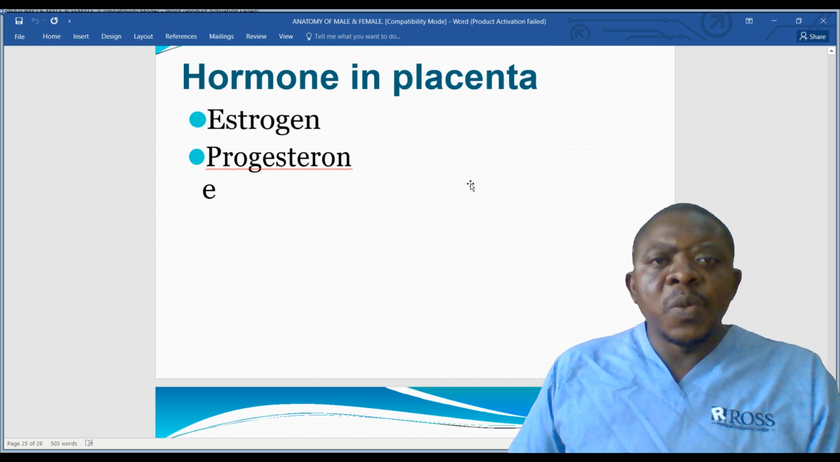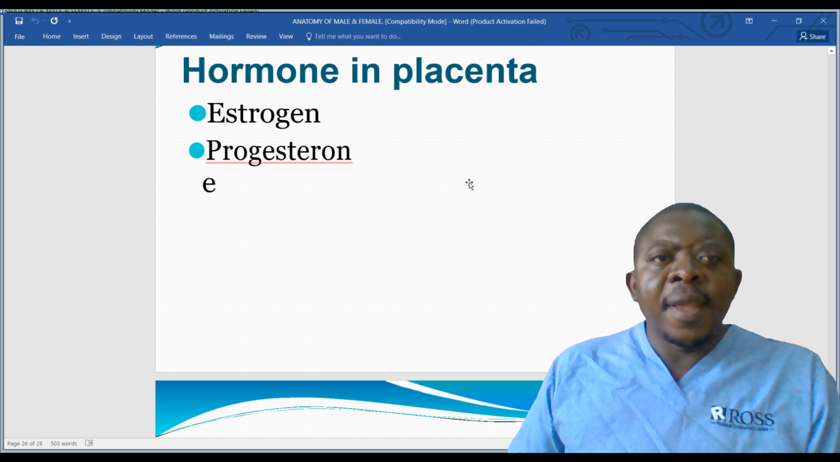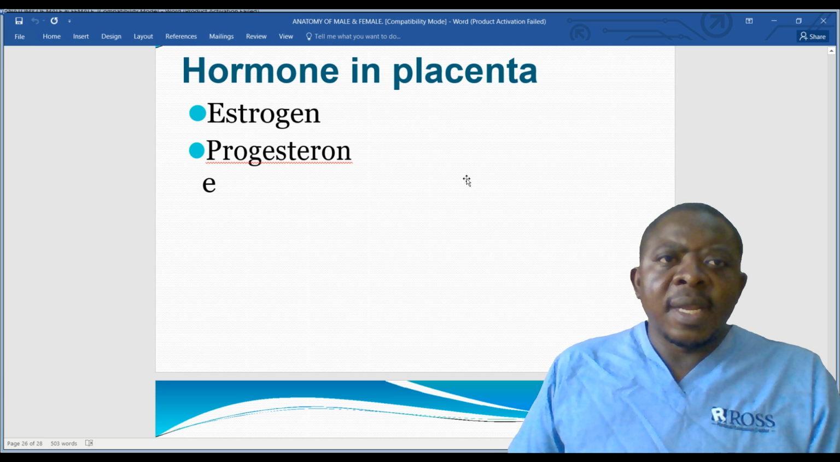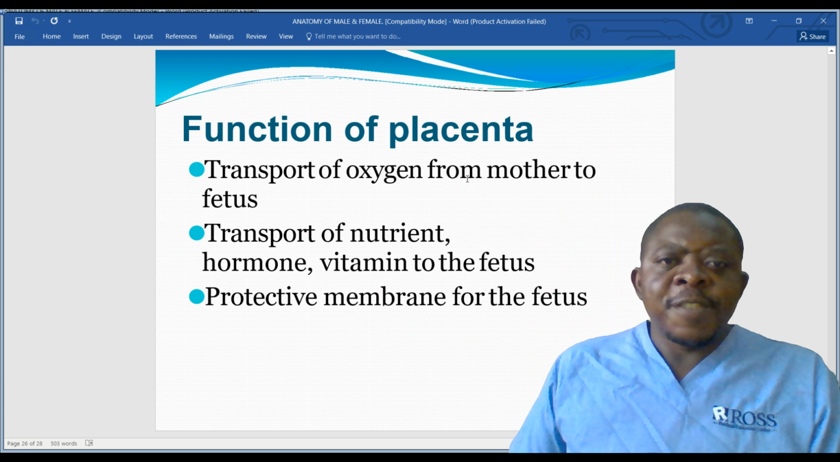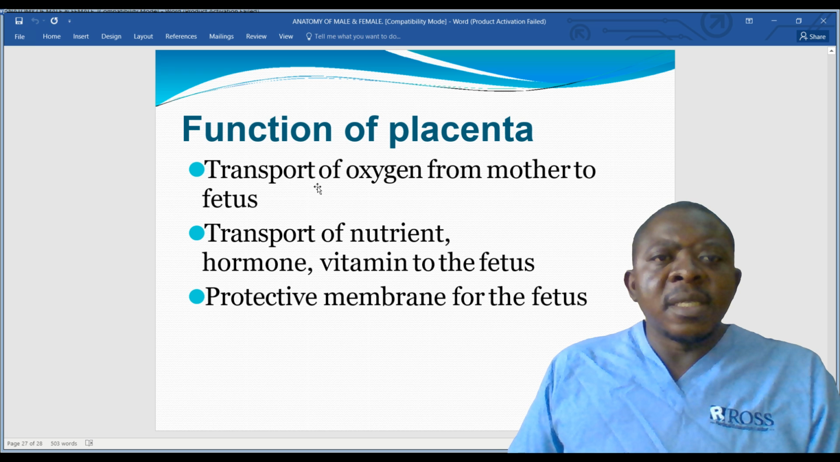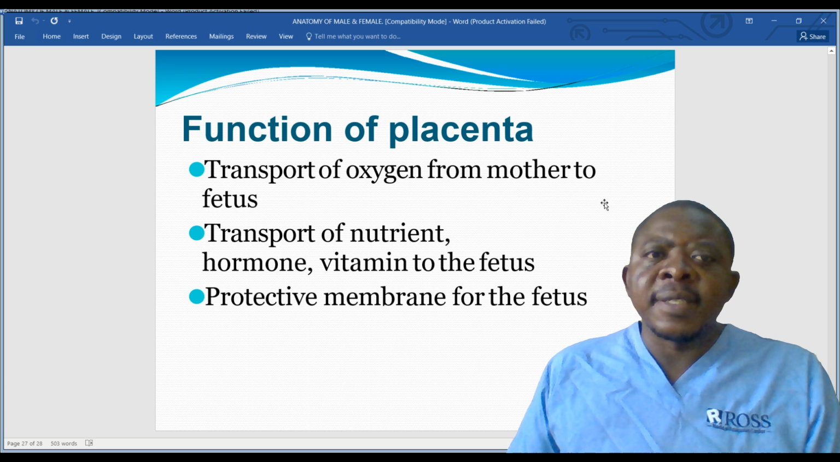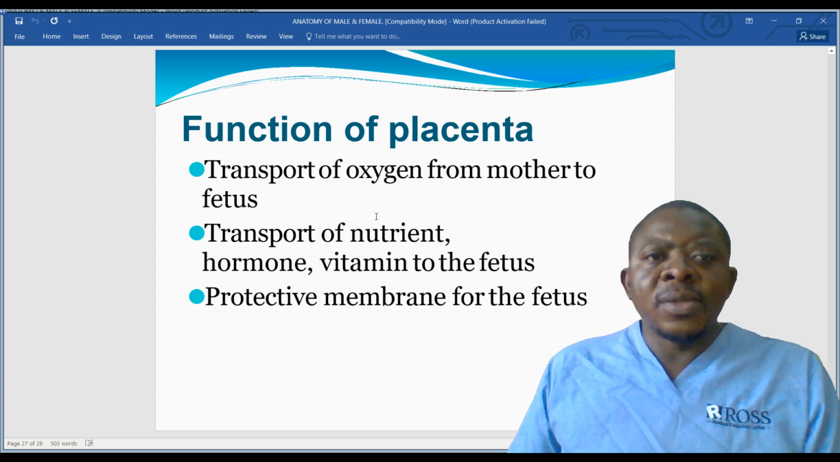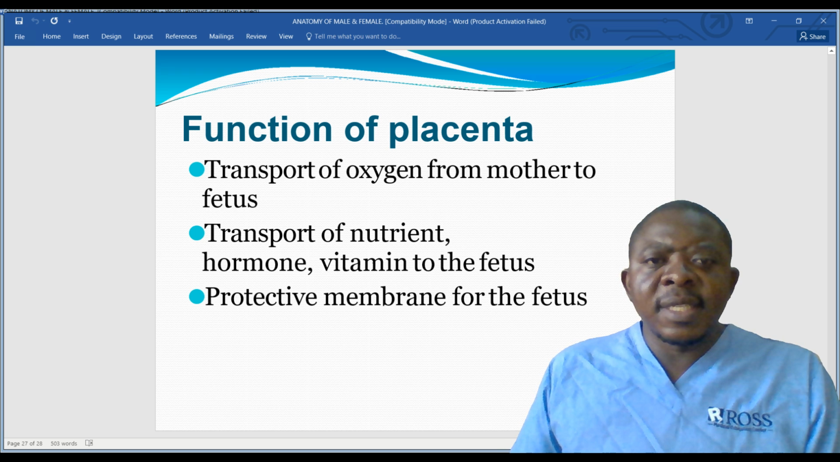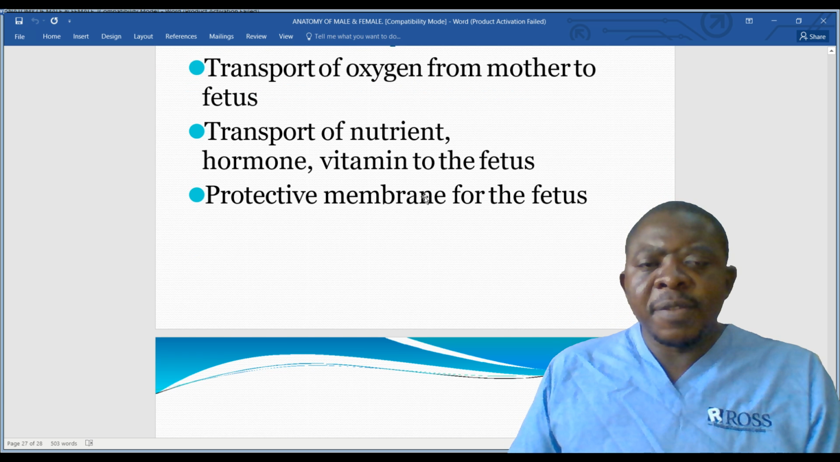Hormones that are produced by the placenta. So we have estrogen and progesterone, and also the human chorionic gonadotrophin. Functions of the placenta. Placenta is involved in transport of oxygen from mother to the fetus. It is also involved in transport of nutrients, hormones and vitamins to the fetus. It also has a protective membrane for the fetus.